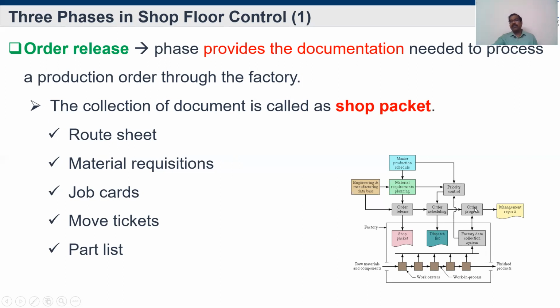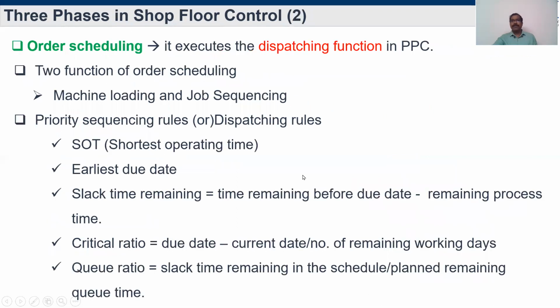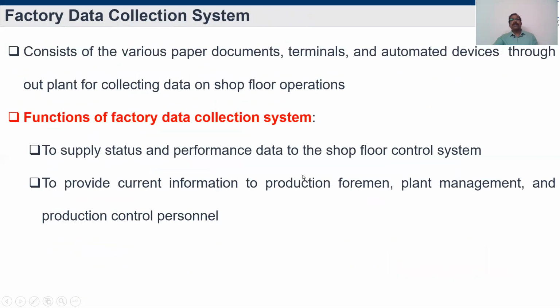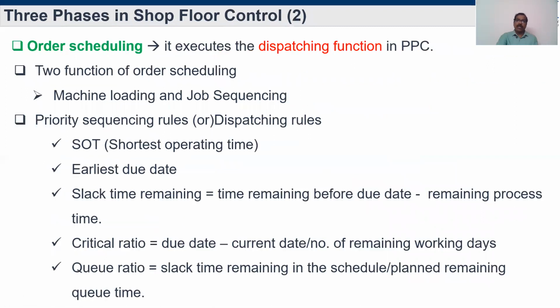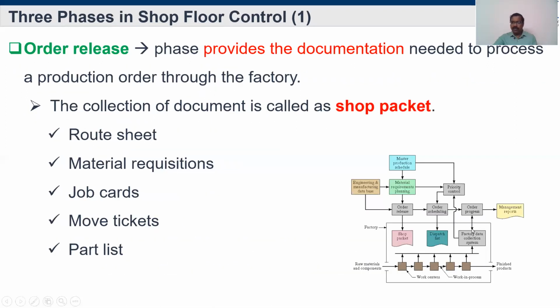Then the third phase will be order progress. It monitors what is happening in the production shop. Okay, this is the three. Then the last phase we discussed is factory data collection. Order progress is mainly about the factory data collection system, which is happening inside the production, right?